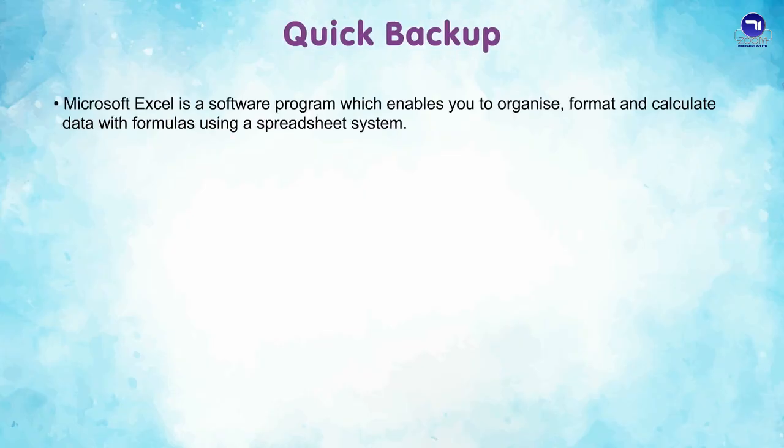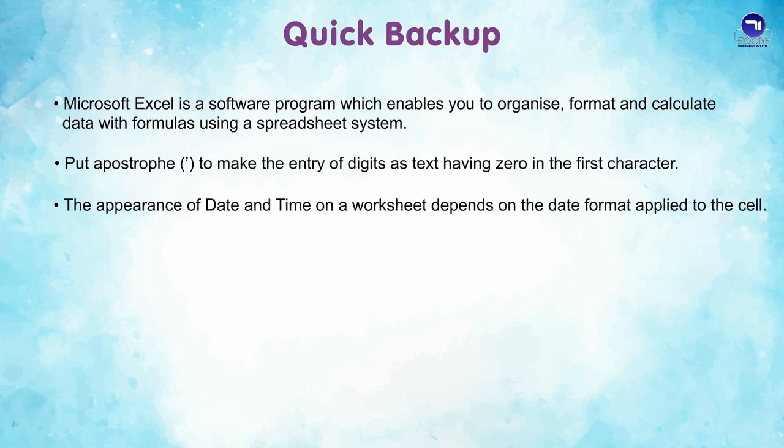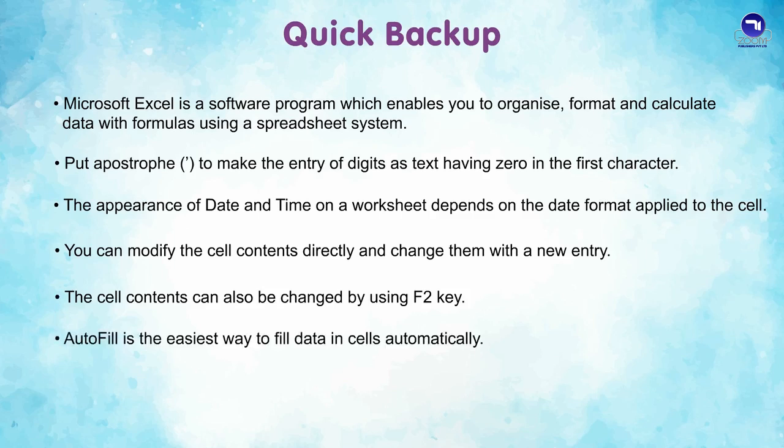Quick backup. Microsoft Excel is a software program which enables you to organize, format, and calculate data with formulas using a spreadsheet system. Put apostrophe to make the entry of digits as text having 0 in the first character. The appearance of date and time on a worksheet depends on the date format applied to the cell. You can modify the cell contents directly and change them with a new entry. The cell contents can also be changed by using F2 key.